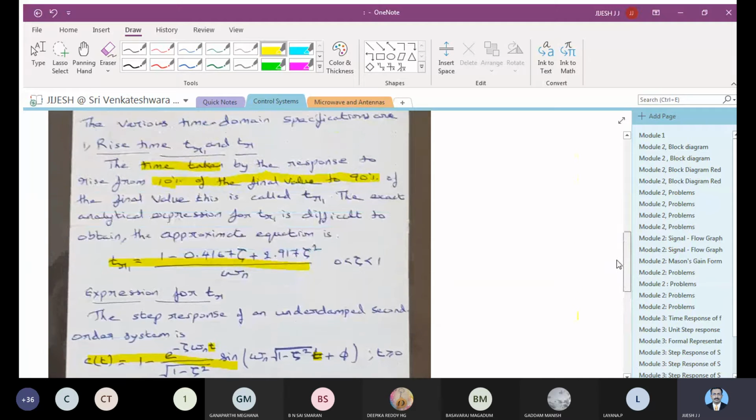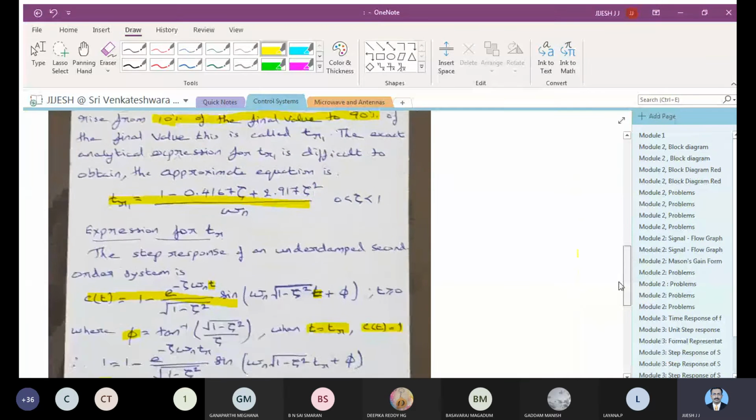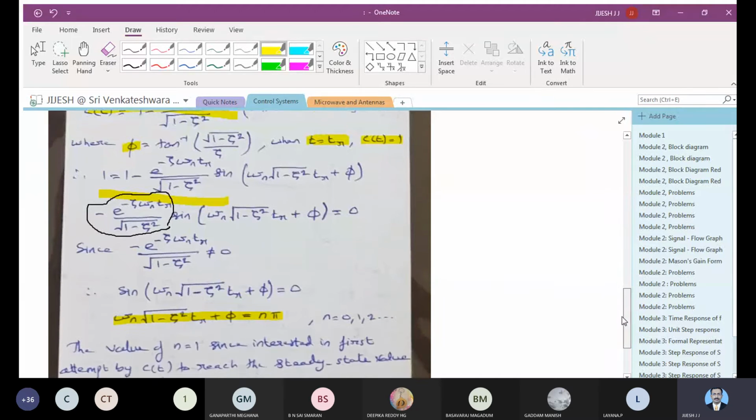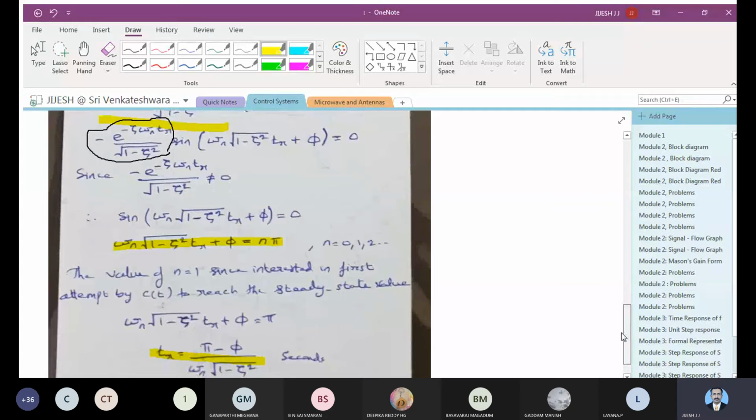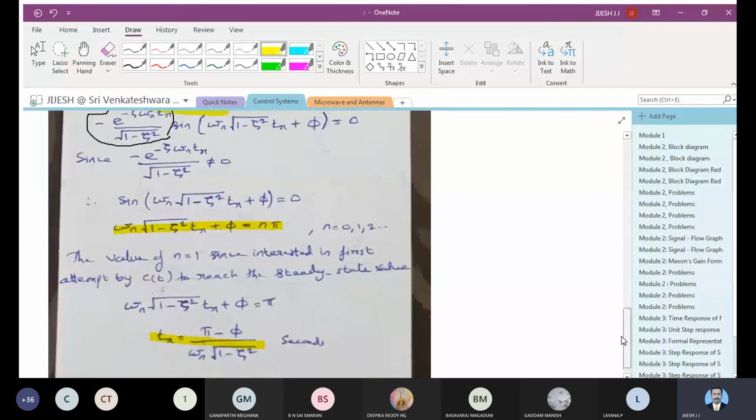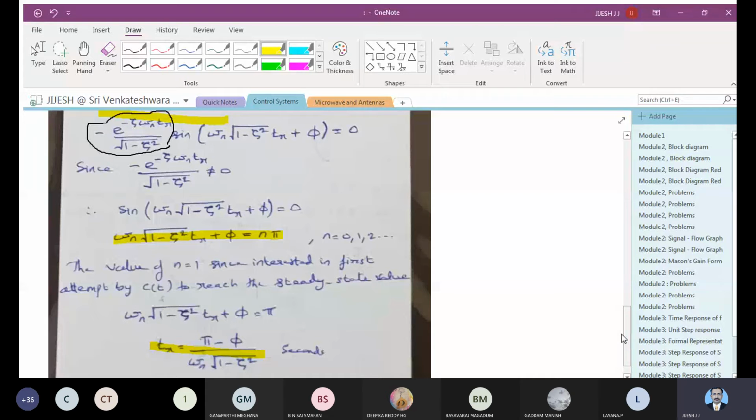We'll be doing some problems on tr, that is rise time. So this is what we have studied. We used the equation for C of t and simplified it by equating the sine of the angle to 0, and we know that the sine of an angle will be 0 only when it is a multiple of n pi. From that we simplified and derived the equation for tr. So tr is called the rise time, and we get the equation as pi minus phi divided by omega n root of 1 minus zeta square.